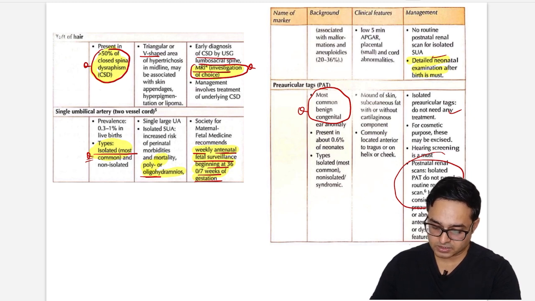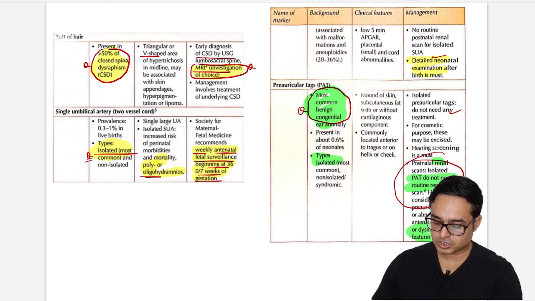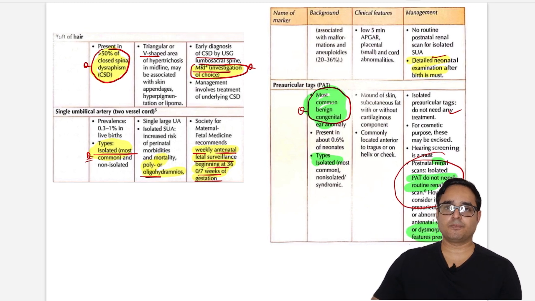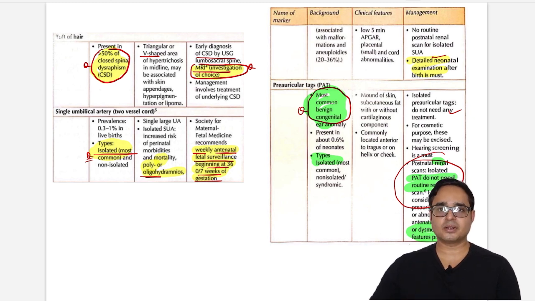Periauricular tag is the most common benign congenital ear anomaly. Okay, generally isolated is more common, and you have to consider a postnatal renal scan. Isolated periauricular tag does not need a routine renal scan, but you have to consider it if dysmorphic features are present. So this was it for retinopathy of prematurity, hearing screening, and some neonatal skin conditions.